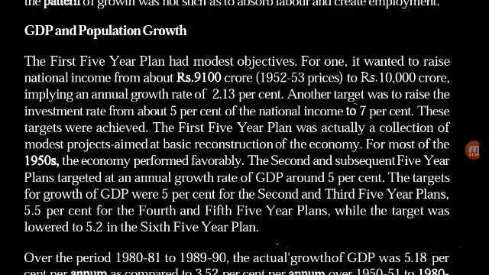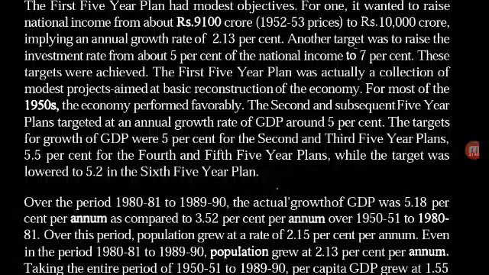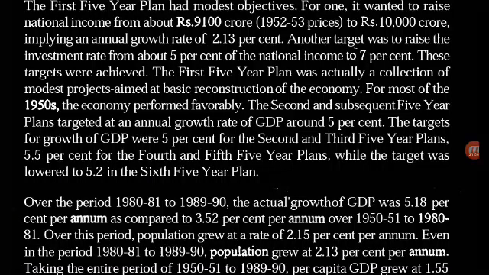For most of the 1950s, the economy performed favorably. The second and subsequent 5-year plans targeted an annual rate of GDP growth around 5%. The targets for growth of GDP were 5% for the second and third 5-year plans, 5.5% for the fourth and fifth 5-year plans, while the target was lowered to 5.2% in the sixth 5-year plan.